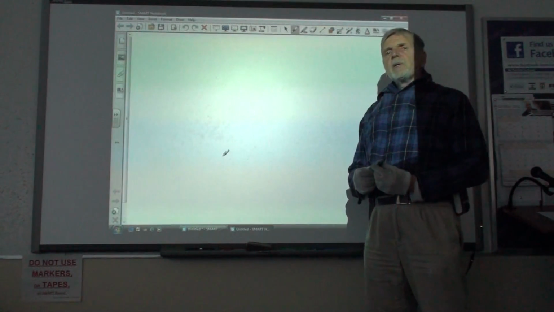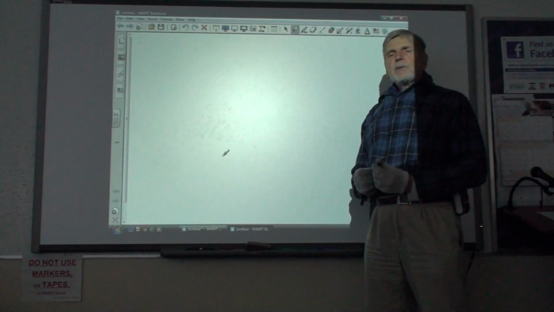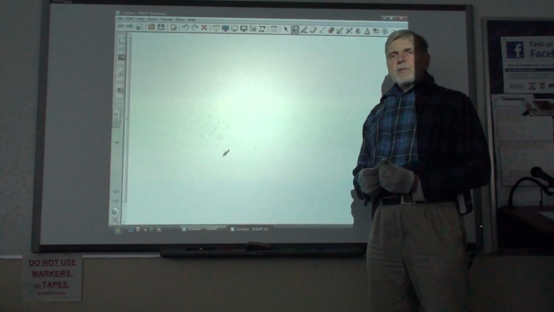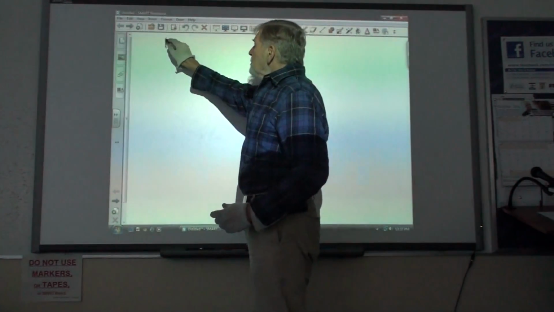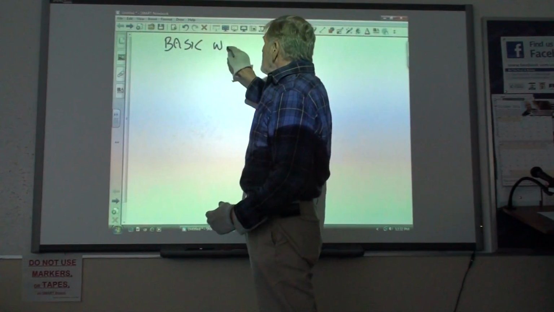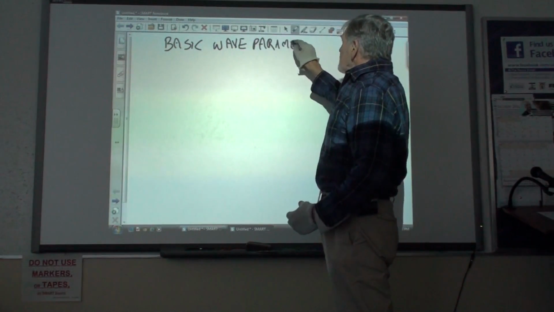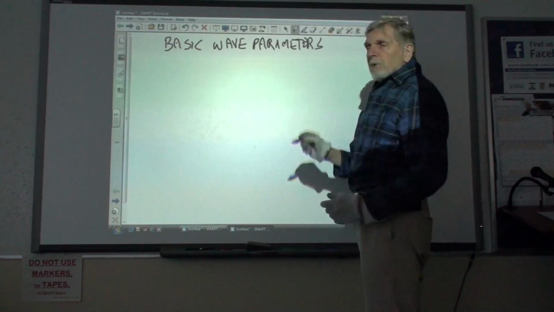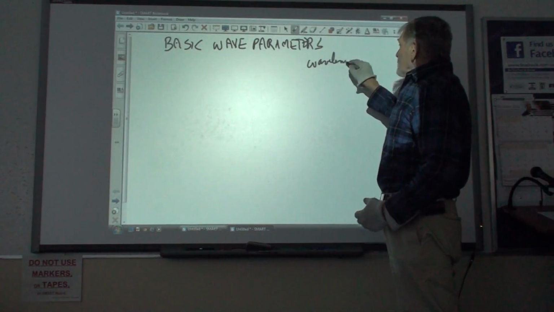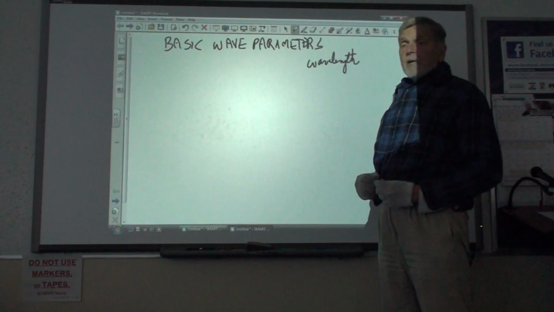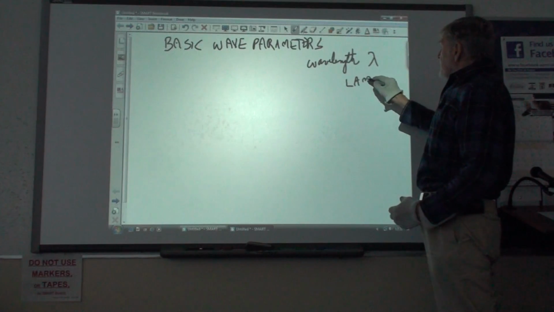99% of the information that we determine from objects in the universe comes to us by analyzing the light that we receive from them. Since light propagates as a wave, let's begin by analyzing some basic wave properties. We will call them basic wave parameters. And the four parameters that we will understand now is first the wavelength. The wavelength of the wave, and we usually designate that by the Greek letter lambda.